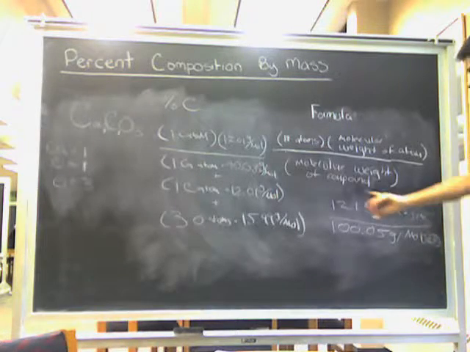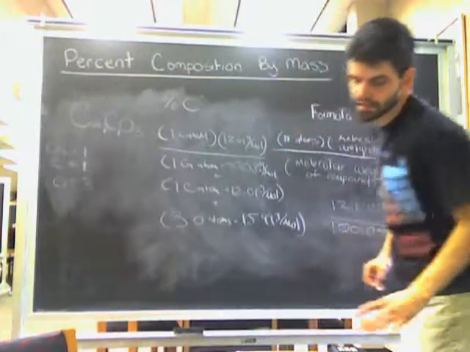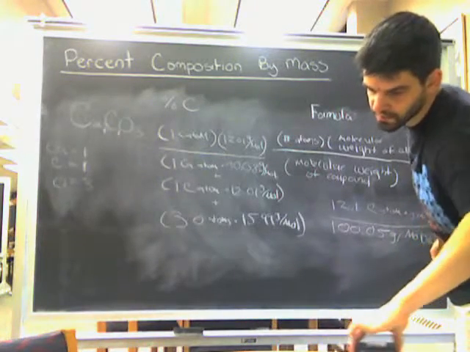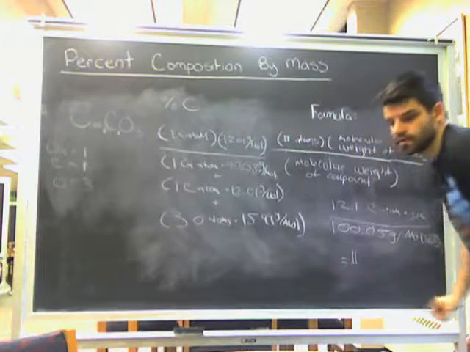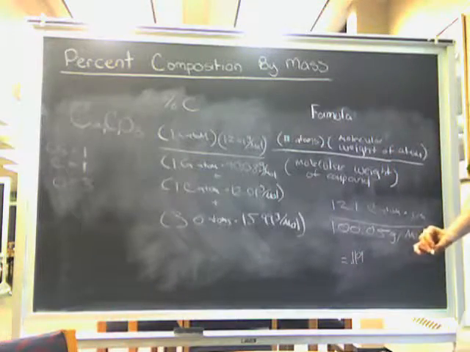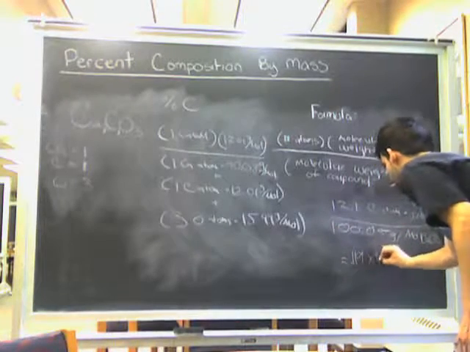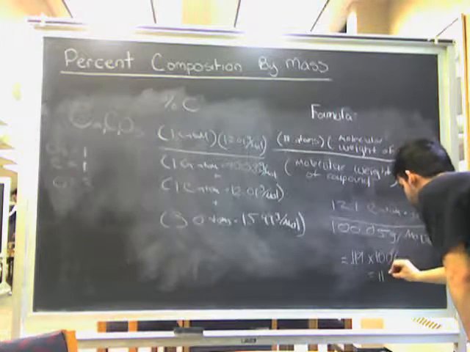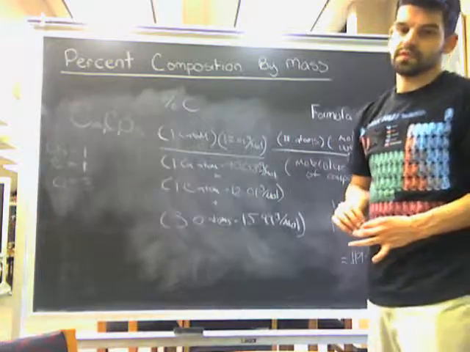Okay, so now that we have this, we can take the quotient of 12.01 divided by 100.05, and we get 0.119. Now remember, again, this is a quotient, so it's very important to multiply by 100%, which will give you 11.9%, which is your answer. In our next video, we'll do some more examples of these.